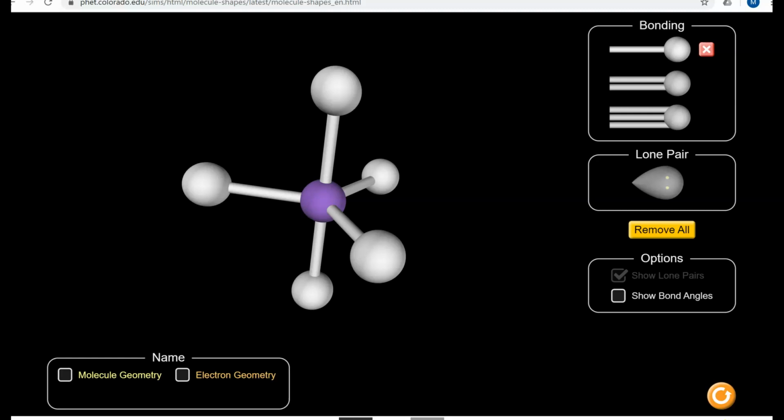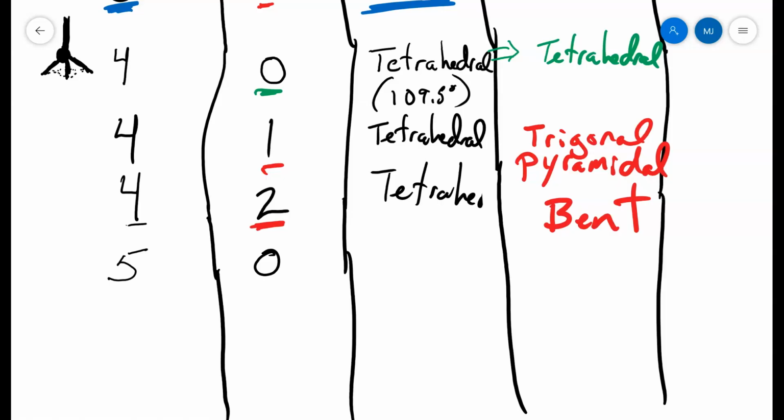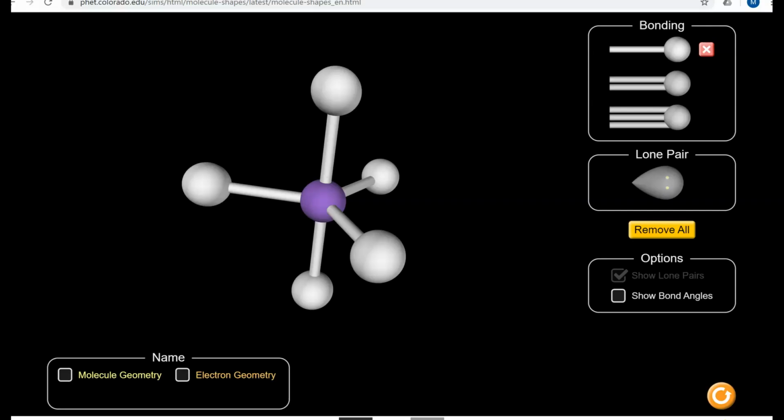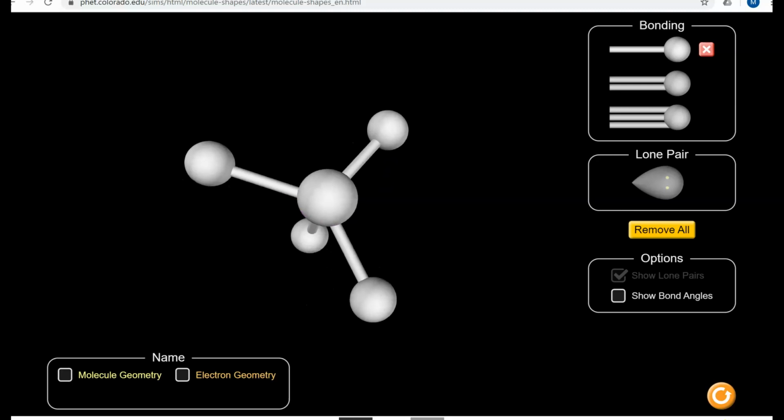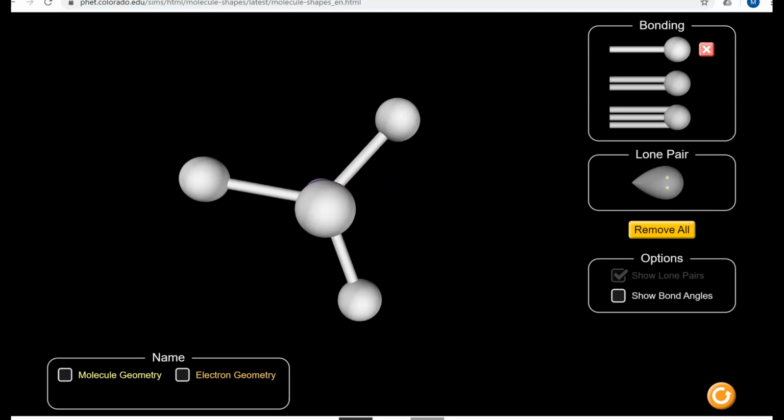Now, this geometry, if we're just looking at electrons, not where the atoms are, but just the electrons, this is called trigonal. Actually, let me go back and show you the name. Okay, the triangle comes from the shape of the equatorial. You can see the triangle.